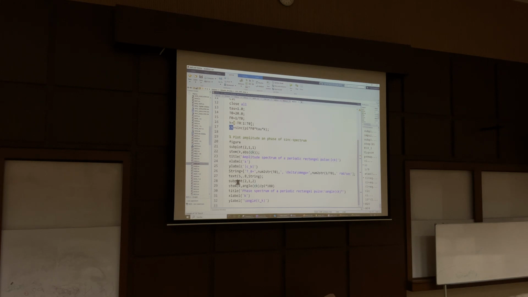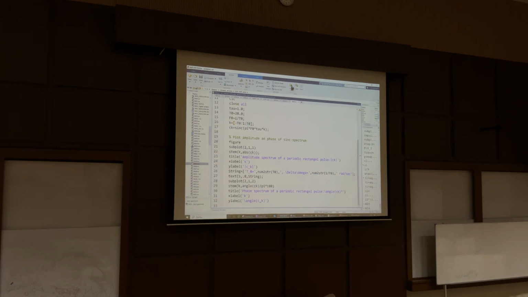You see here, where is it? Here is an absolute value of my ck. And the ck is this value here, which I compute, and I compute these different ck's for minus T0 until plus T0.